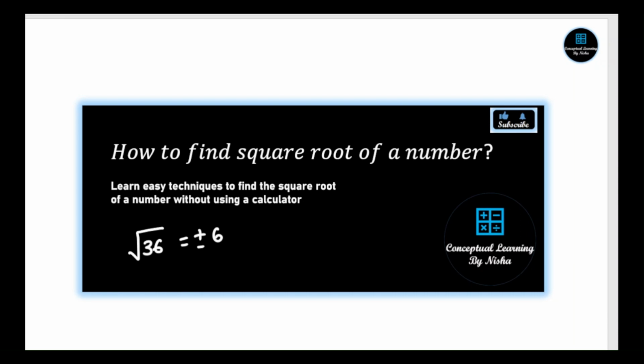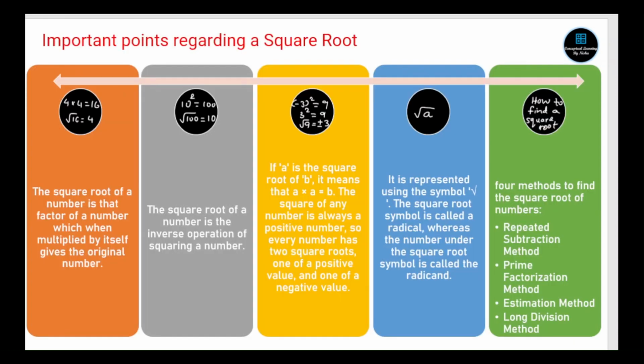So let's understand. Here are some points regarding the square root. A square root is nothing but when a number is multiplied by itself, that is a square, and the factor is called the square root of that number. Square root is nothing but the inverse operation of the squaring of a number.